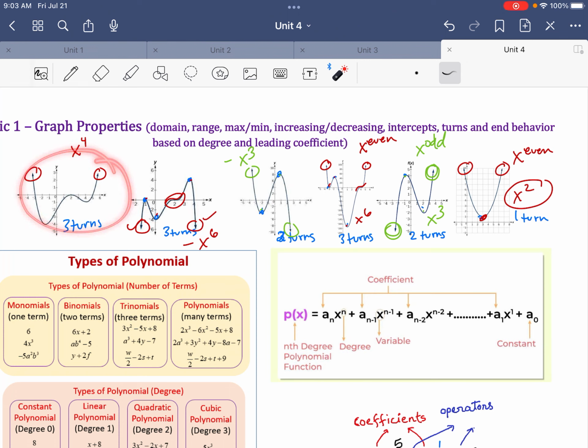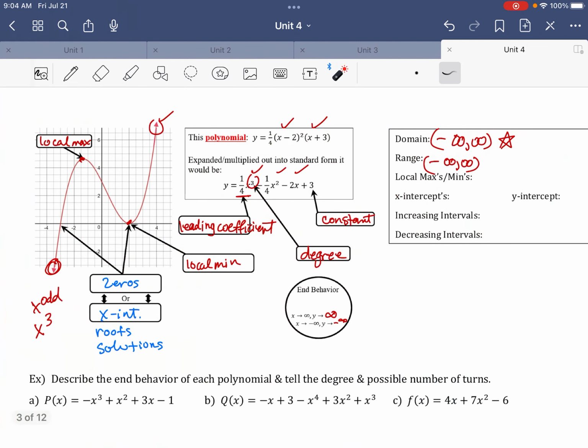For instance, on a graph like this one, the range, whatever this number is, looks like it's -4. So the range is from -4 up. Look at this problem right here. It looks like it's from 1 up. This one right here looks like it's from 4 down. So ranges can be different, but domain is always negative infinity to infinity.